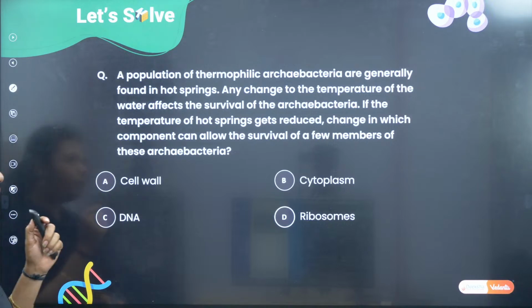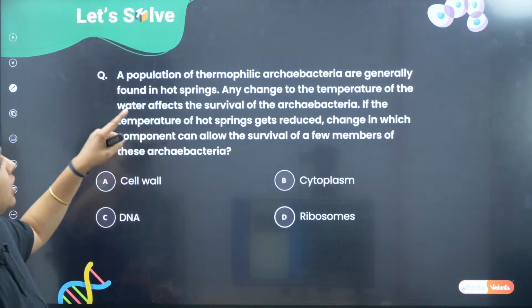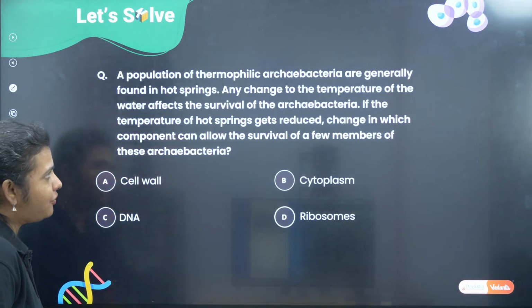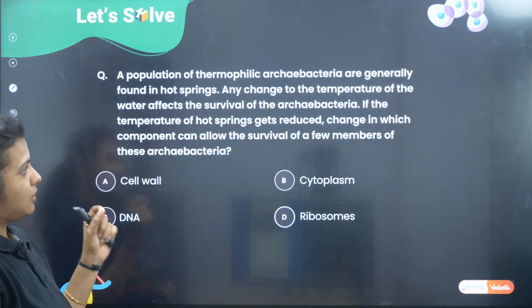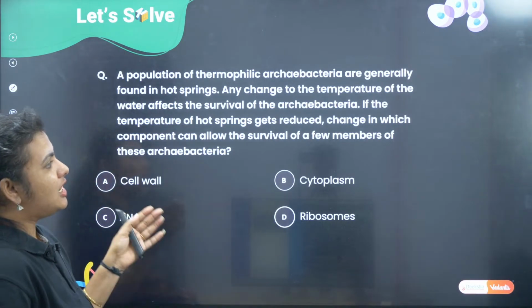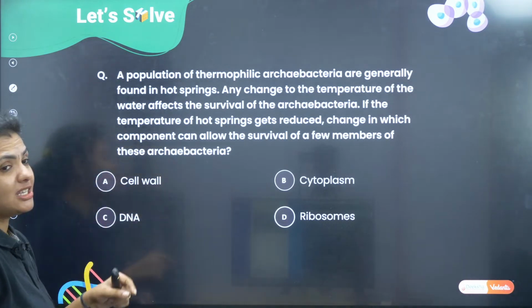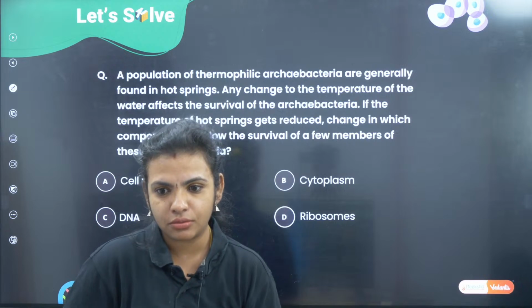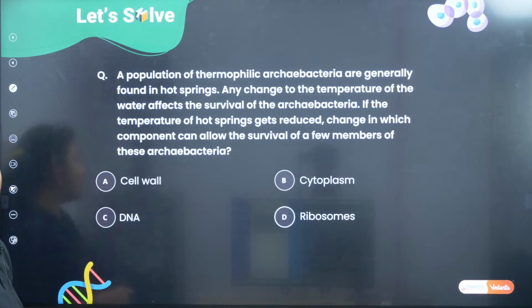Okay. A population of, so this is one of the hot questions, analysis question, please think. A population of thermophilic archaebacteria are generally found in hot springs. Any change to the temperature of the water affects the survival of the archaebacteria. If the temperature of the hot spring gets reduced, change in which component can allow the survival of a few members of these archaebacteria? Okay, okay ma'am, I didn't know. Okay, no problem Netra. Cell wall, cytoplasm, DNA, ribosomes.